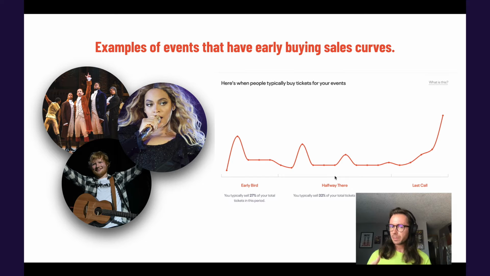Whereas the RSVP ads can pretty much be incorporated at any point throughout the cycle, but are more advantageous than the ads that go straight to the ticketing pages if you're in a period like this halfway-there period, where we're maybe not selling a ton of tickets.